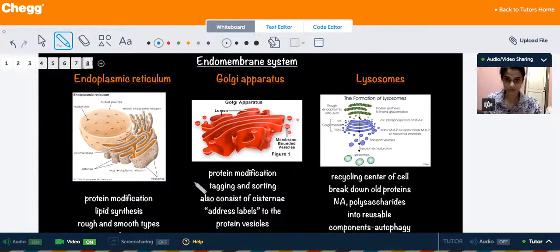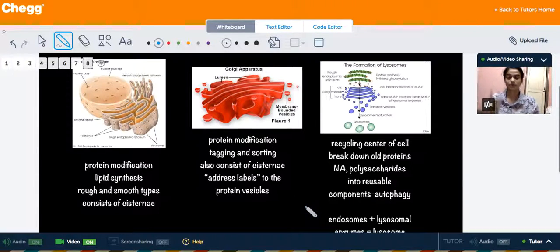The Golgi apparatus is also a similar organelle. The function of it is protein modification, tagging, and sorting. So basically what the Golgi apparatus does is it puts addresses on the various protein vesicles and tells them where they're supposed to go. For example, you have certain proteins like the lysosomal enzymes. They're supposed to go to the lysosome. Then you have certain other proteins that are supposed to be sent to the cell membrane, and so on and so forth. So the Golgi apparatus puts the address on the protein vesicles and tells them where they're supposed to be transported. So that's what the Golgi apparatus does.